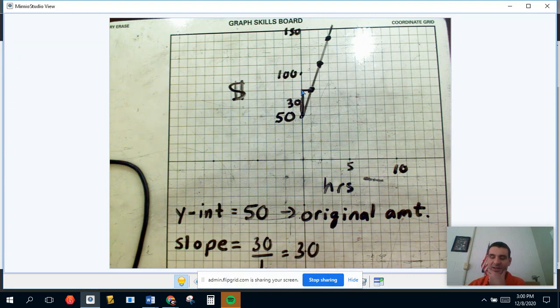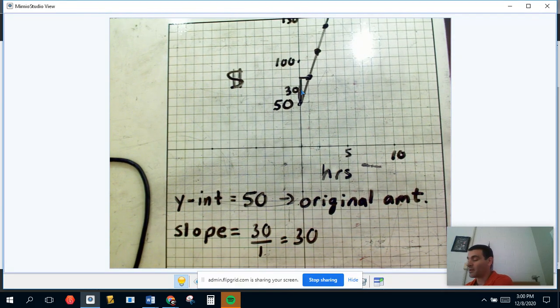Well, what would that represent? Well, that would represent how much he makes an hour for working. So this is hourly wage. Okay, again, they call that the average rate of change. For every hour that goes by, the electrician makes $30 more.